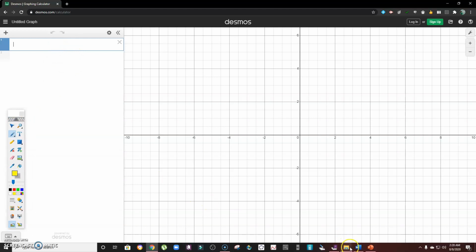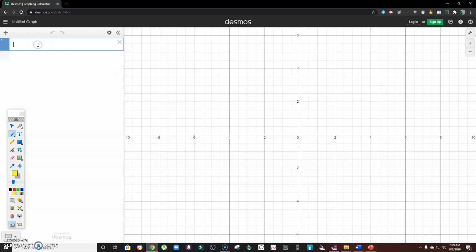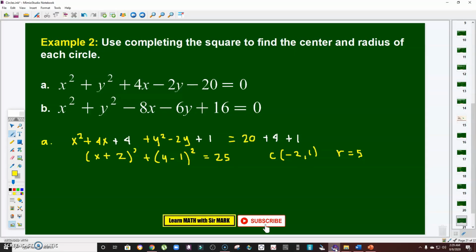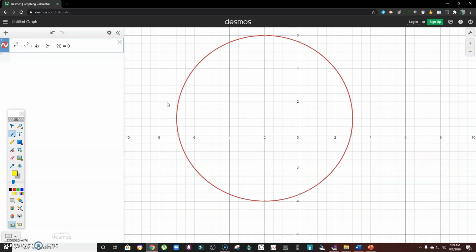As mentioned in the problem, i-graph natin. So i-graph ko tong given, itong x squared plus y squared. By the way, para makapag-create ka ng exponent, shift then 6, yung caret symbol. x squared plus y squared, then take note of 4, negative 2, negative 20: plus 4x minus 2y minus 20 equals 0. See that? So this is the circle.